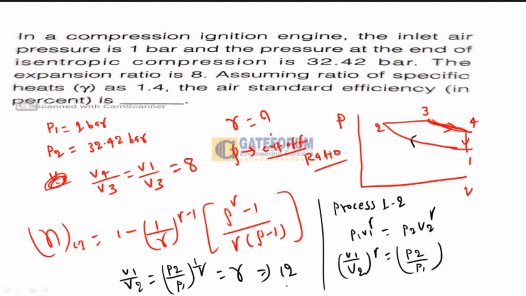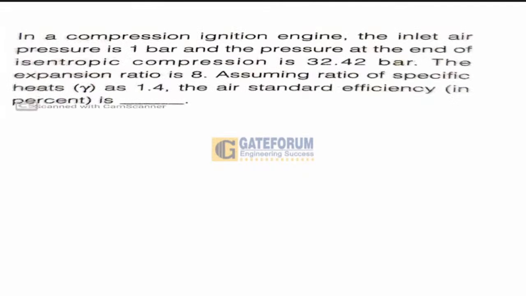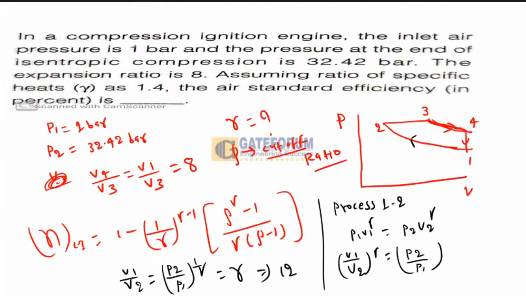Once you get the compression ratio, your target now is to calculate the cutoff ratio. So how can you calculate the cutoff ratio? You know rho is v3 upon v2. So my dear friends, can you write it like that? If you know v3 upon v2, then in this question, directly you can write that v4 is also known.